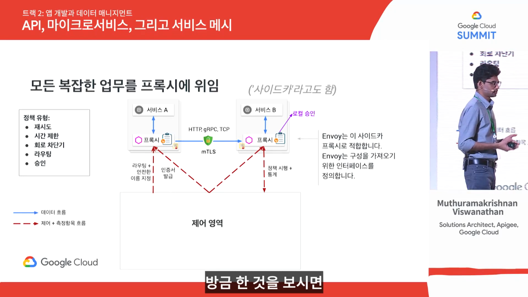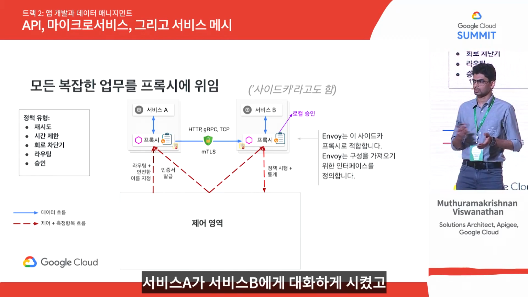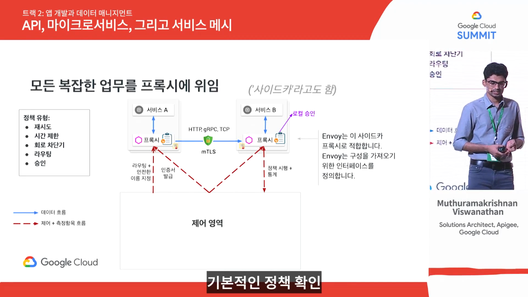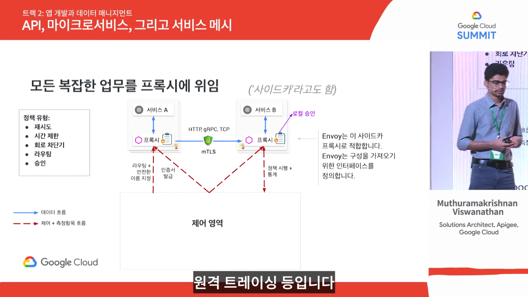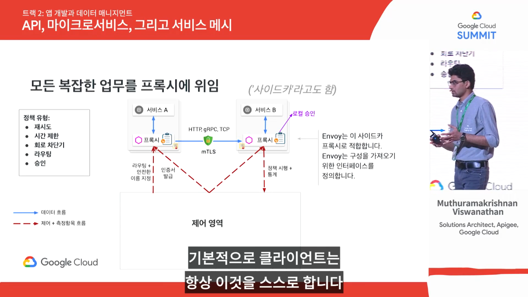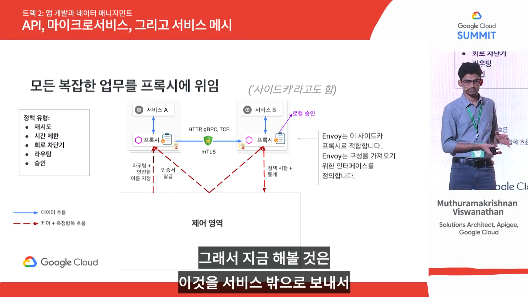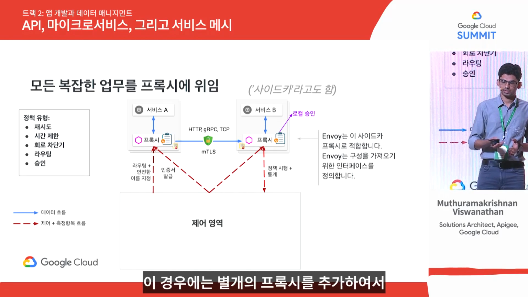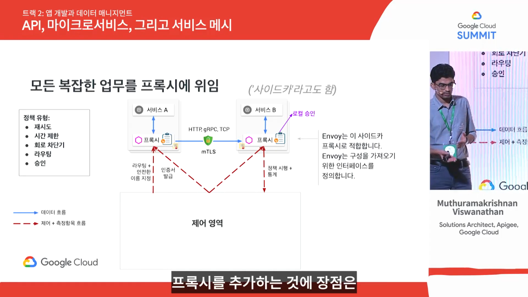So if you look at what we just did, for service A to talk to service B, there are a lot of things that need to happen, right from authorization, essentially policy checks, telemetry, tracing, et cetera. So we are doing a lot of non-functional requirements. Essentially, we'd try and do this in the service itself. What we're trying to do is take this out of the service and delegate it to another service by itself. So in this case, we're trying to add a separate proxy that can take care of all these things. So what is the advantage of adding a proxy?